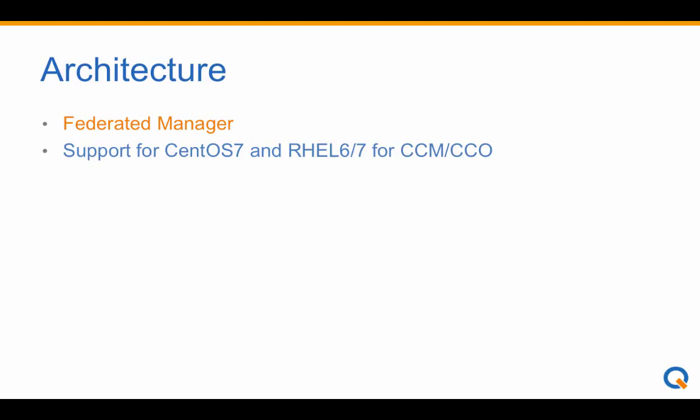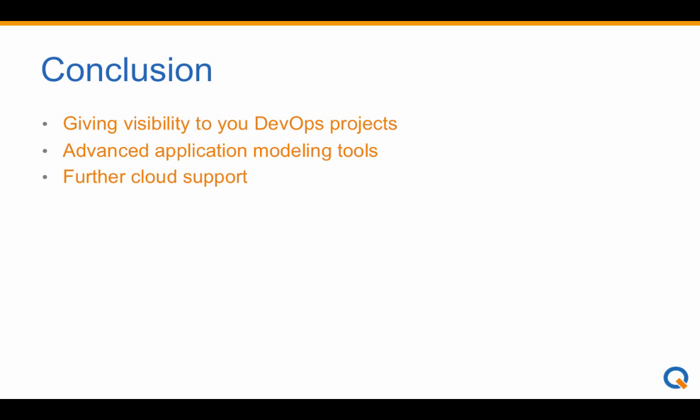Second is that the orchestrator and manager appliances can now be on CentOS 7 and RHEL 6 or 7. In summary, this release of CloudCenter gives you greater visibility into your DevOps projects, more advanced tools for modeling applications, and several more clouds to deploy to out of the box.